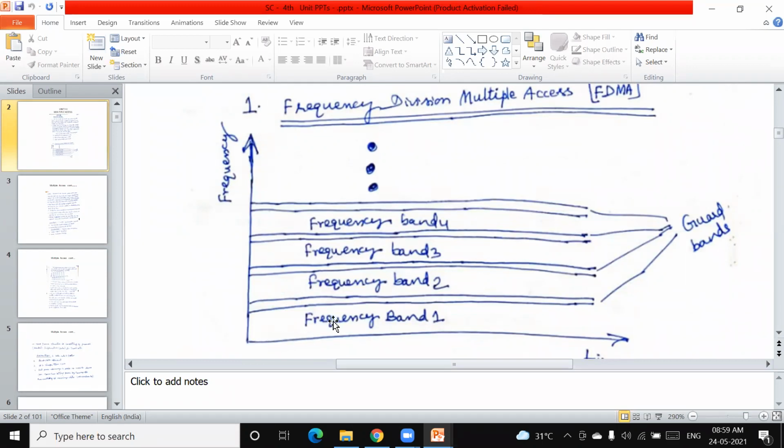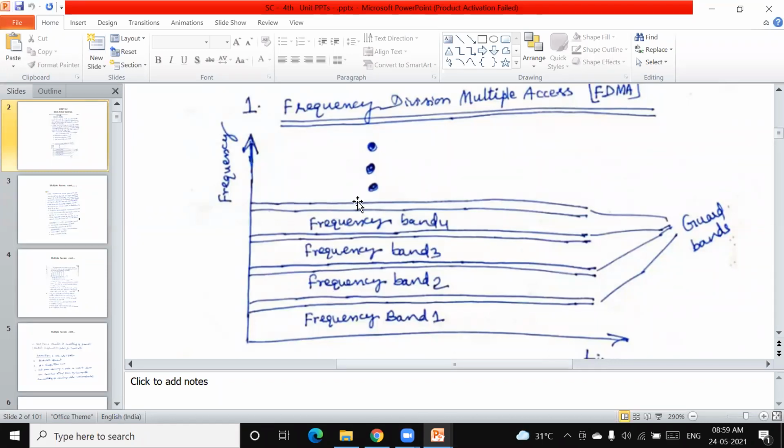You can use a particular frequency, but at any time you are going to access the communication through the satellite, with different bands of frequencies allocated. Frequency band 1 is allocated to user 1, frequency band 2 to user 2, like that. So the frequency has been divided into a number of bands and allocated to the users. But at any time, access to the satellite is possible.